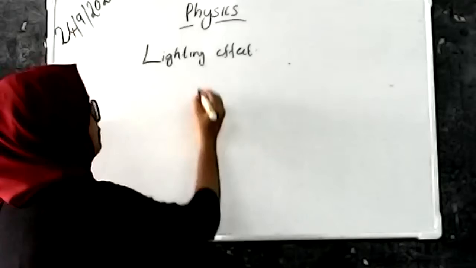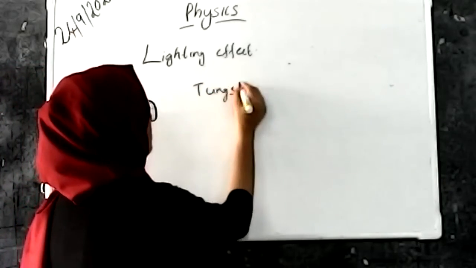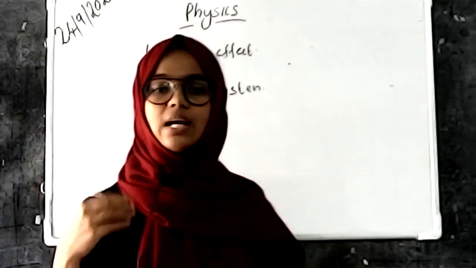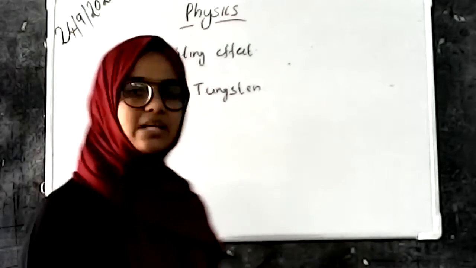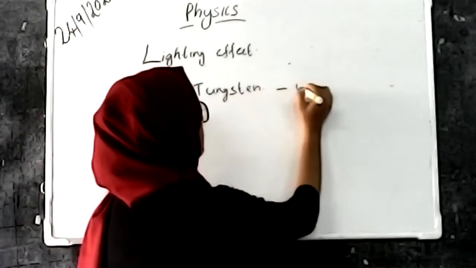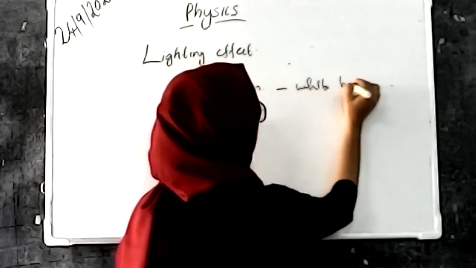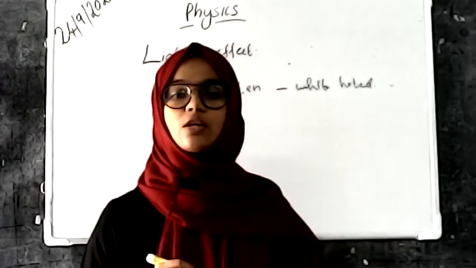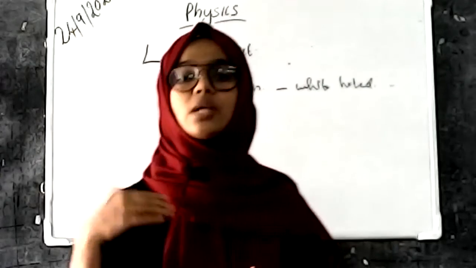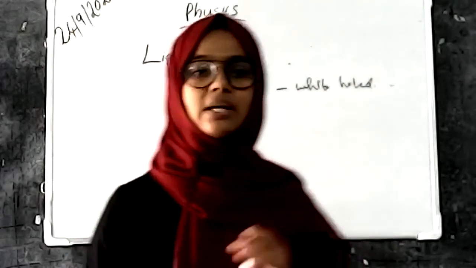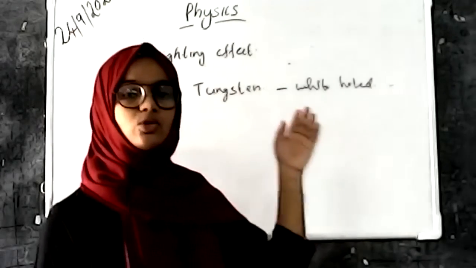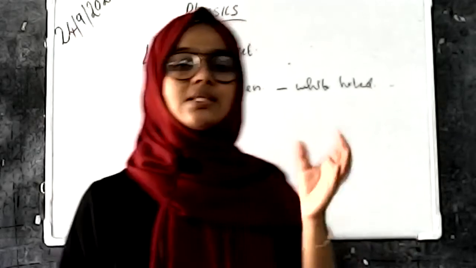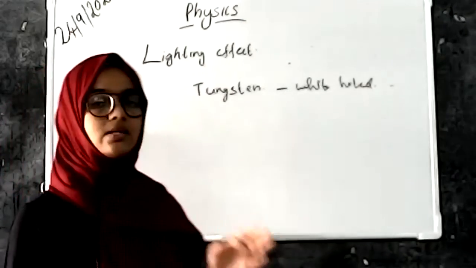An incandescent lamp has a tungsten filament. Tungsten filament has a property that it becomes white-hot when more electricity passes through it. Nichrome wires, by comparison, become red-hot when electricity passes through them. But the tungsten filament becomes white-hot and gives white light, and this tungsten filament is used in incandescent lamps.